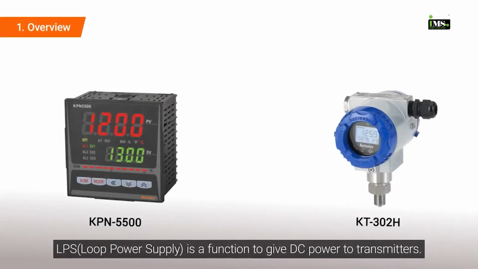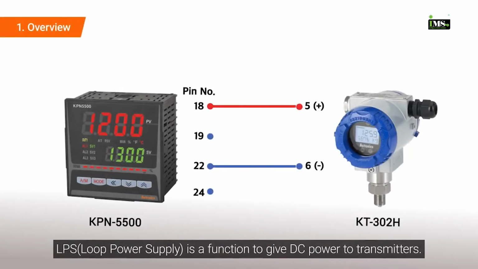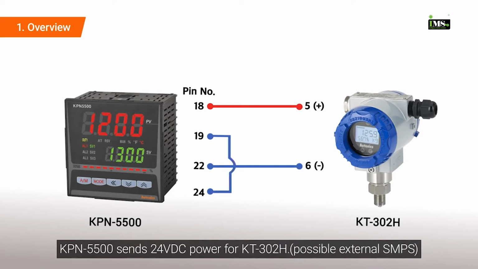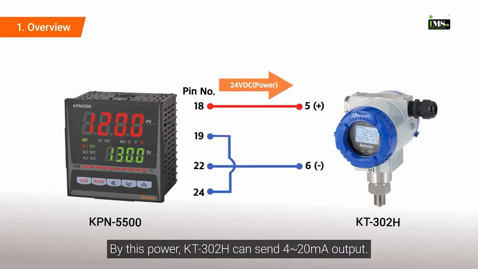LPS is a function to give DC power to transmitters. KPN-5500 sends 20 VDC power for KD-300 to H. By this power, KD-300 to H can send for 4 to 20 mA output.